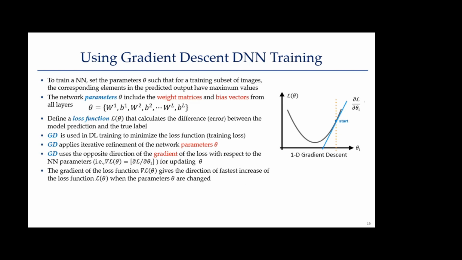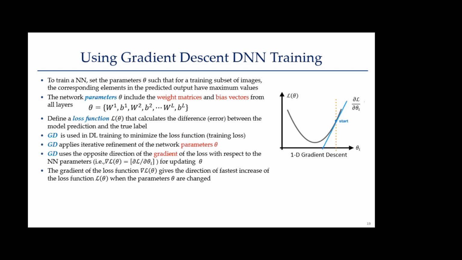In order to use gradient descent for DNN training, we're going to follow the same scheme. We will define a set of parameters theta that is called the training parameters. This is where our target is to optimize these training parameters. We will also need to define a loss function. This loss function will be calculated in each iteration. Gradient descent is used in this iterative manner. We'll also calculate the gradient of the loss function.